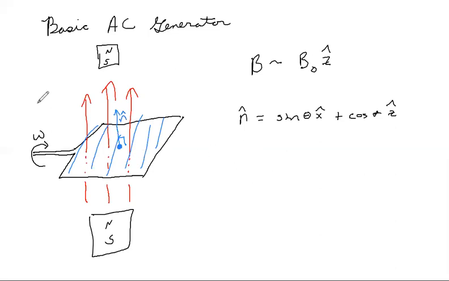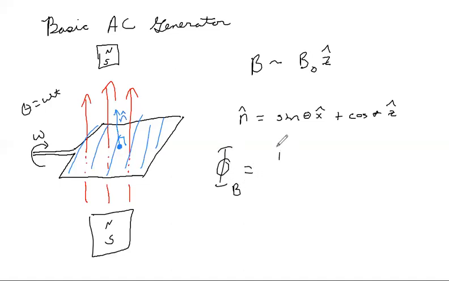I should also say, if the angular velocity is omega, we have that theta equals omega t, where t is time. So you can see as the wire rotates, the magnetic field lines that pierce the surface are going to be time dependent. So the flux is going to be time dependent, and we're going to generate an EMF around the loop. So let's write out the magnetic flux.